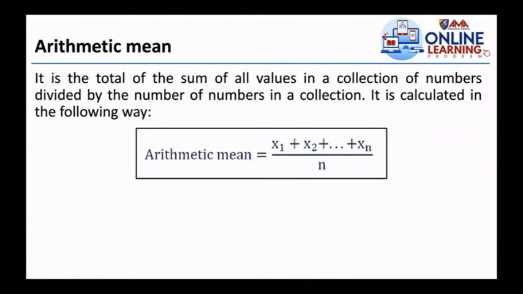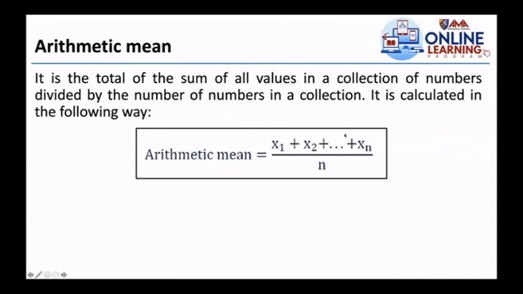So the mean has two types. There's what you call the arithmetic mean, and there's another one which is called the weighted mean. The arithmetic mean is the one that's most familiar to you. It's like the average. It's the sum of all values in a collection of numbers divided by the number of numbers in the collection. It's calculated in the following way.